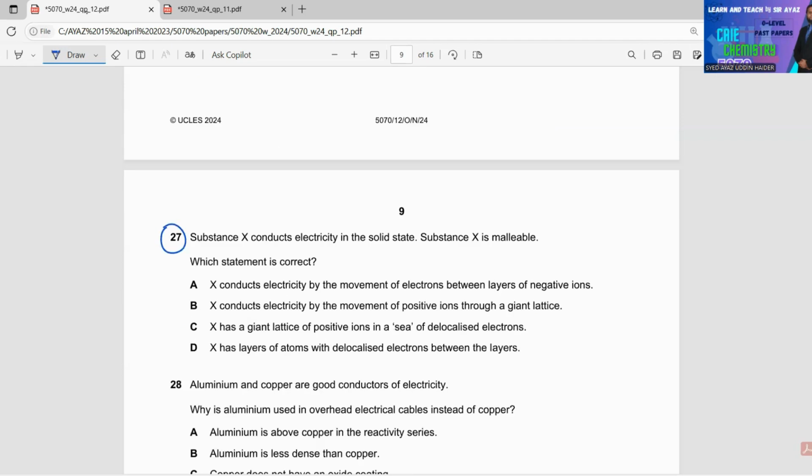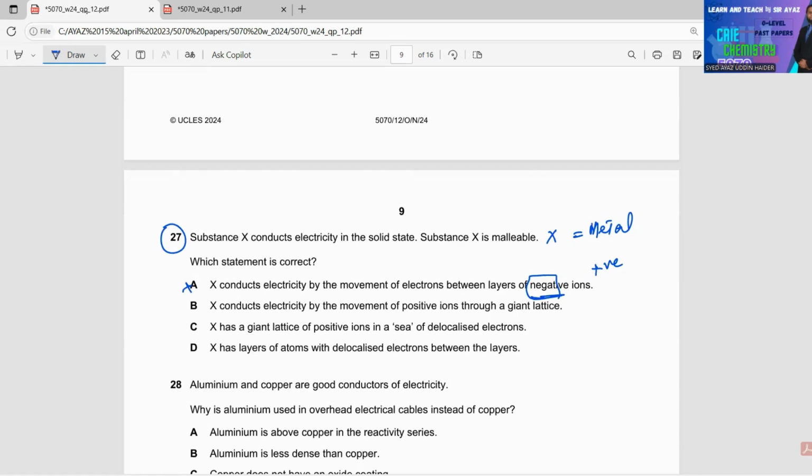Moving to the next MCQ. Substance X conducts electricity in the solid state. Substance X is malleable. So from this information, I can deduce that substance X must be a metal, as it conducts electricity in the solid state and it's malleable also. Which statement is correct? A, X conducts electricity by the movement of electrons between layers of negative ions? No. It will conduct electricity by the movement of electrons, but it's not between the layers of negative ions, it's positive ions. So A is incorrect.